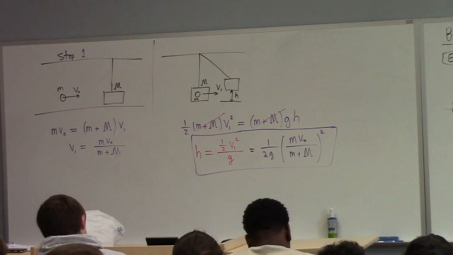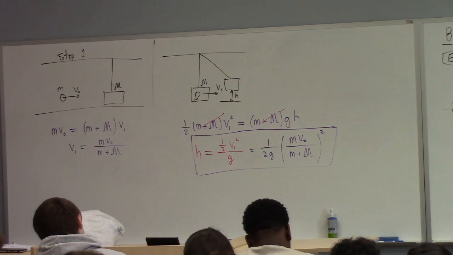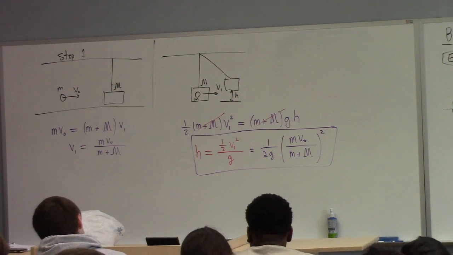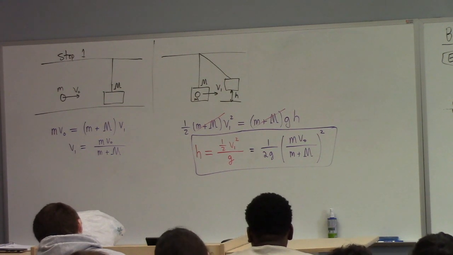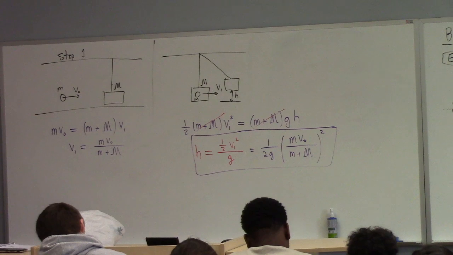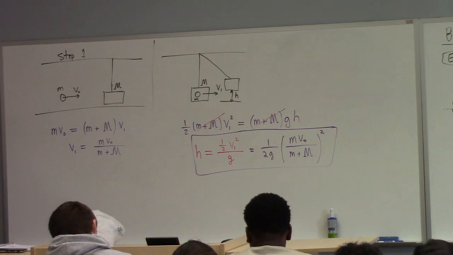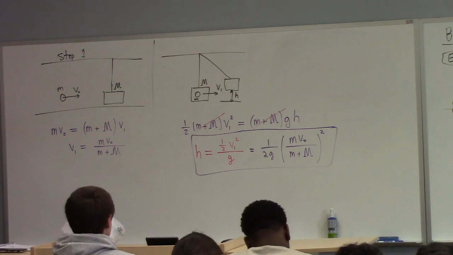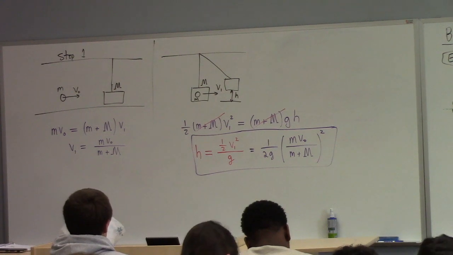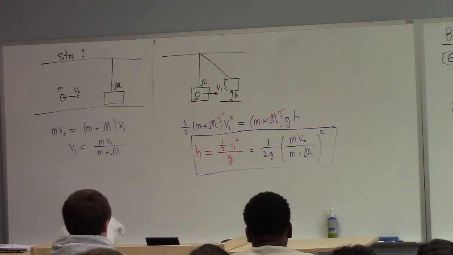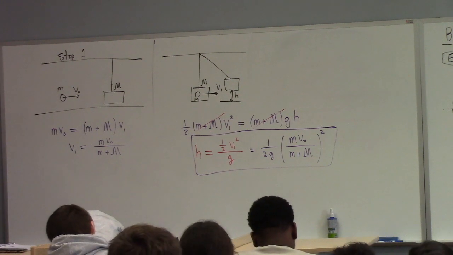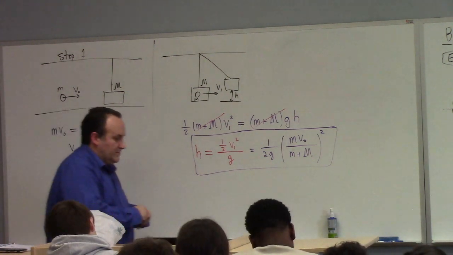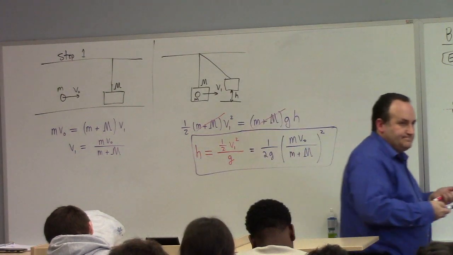Now there are variations on this theme in the homework where instead of the bullet just embedding in the pendulum, it goes through. All right? So in that situation, the conservation of momentum is a little bit different, right? You have some momentum that stays with the bullet after it's been slowed down, and you have the rest of the momentum going into the initial upswing of the mass, right? Any questions about this?